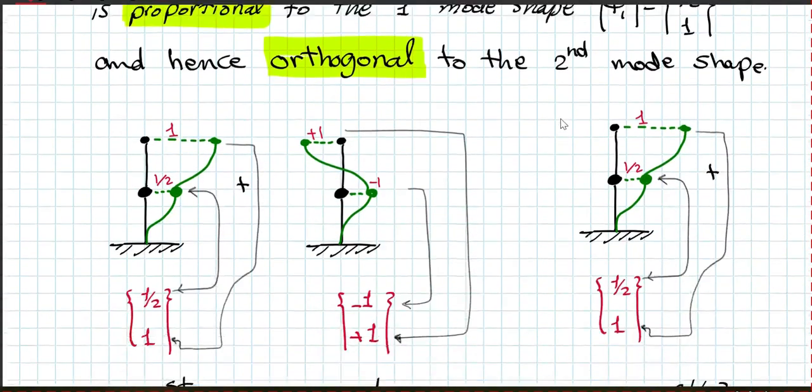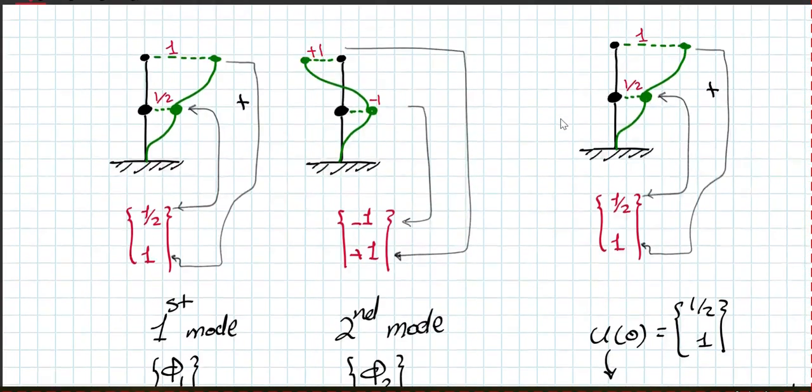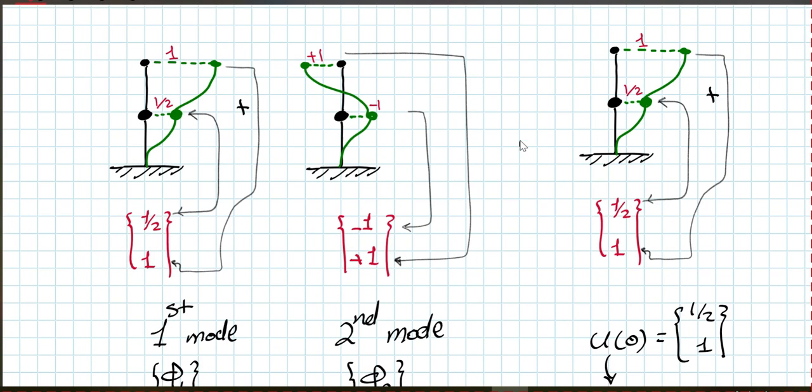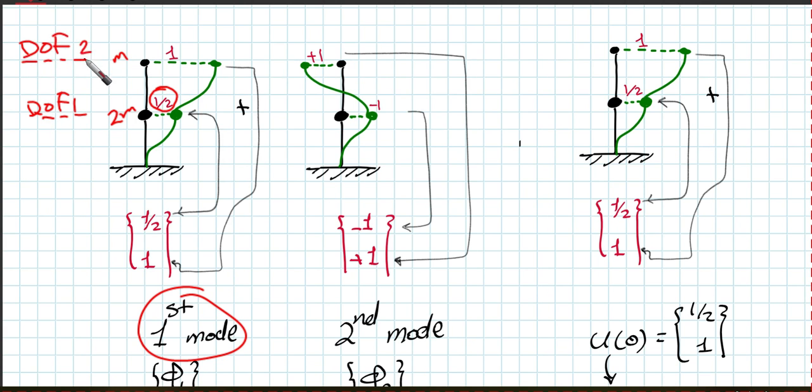Let's clean up here, and let's show it graphically for you. So now we have the first mode. Look at the first mode, how it looks like. We have 2m here, and we have m here, and we have half in the first degree of freedom, DOF1, and this is DOF2, and this is 1. This is the first mode here, half and 1.